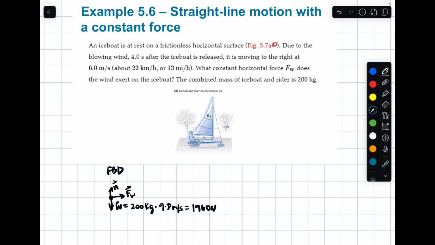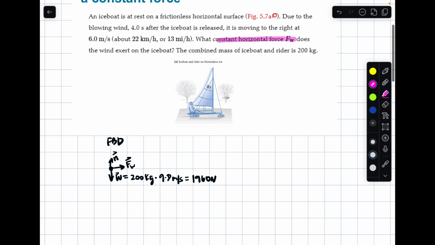So we know that the boat is moving to the right. And we're given some terms here that we need to recognize. The force is constant. So the horizontal force is constant. And what that tells you is that if the force is constant, the acceleration must be constant. And so we can open up kinematics with constant acceleration into this problem.